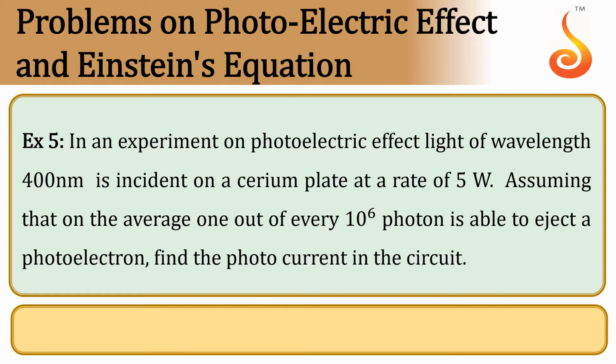So the wavelength of the light is given, which is 400 nanometer, and the power of the light is given, which is 5 watt, and out of 10 power 6 photons they are able to emit 1 electron. So we need to calculate photoelectric current.